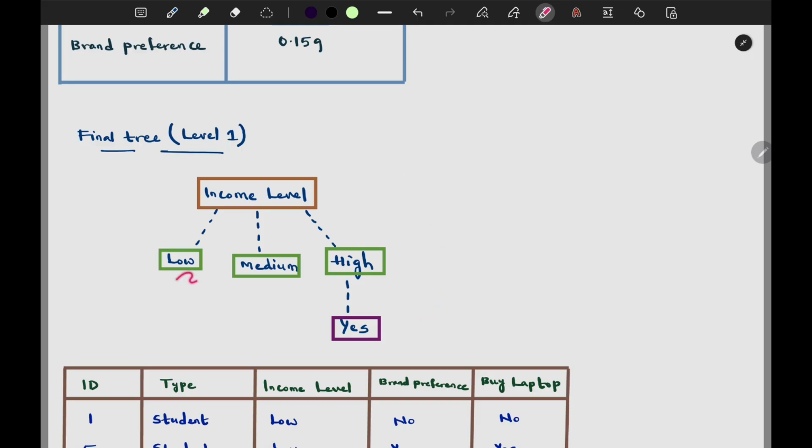Now you might be thinking, what should be for low? Do we have some yes or no directly, or will we have some brand preference, or some other things?